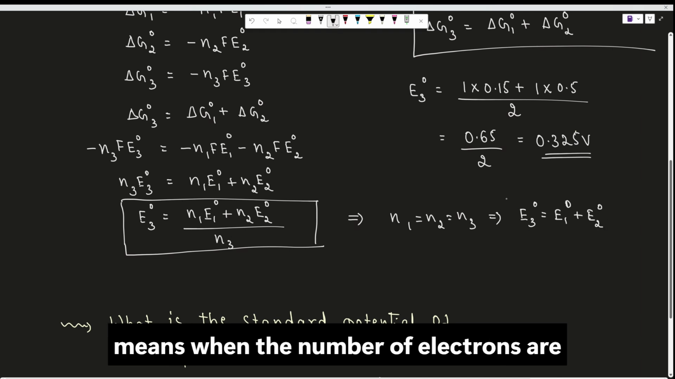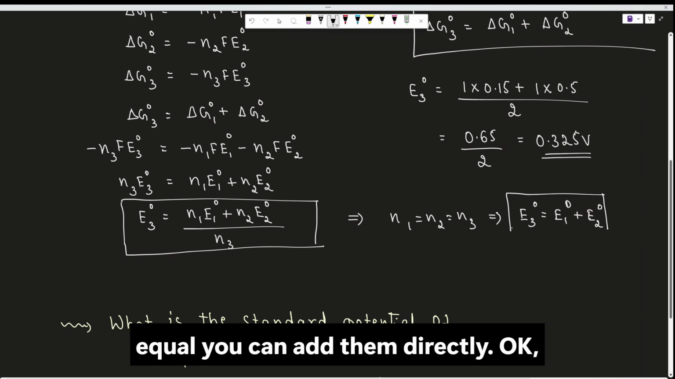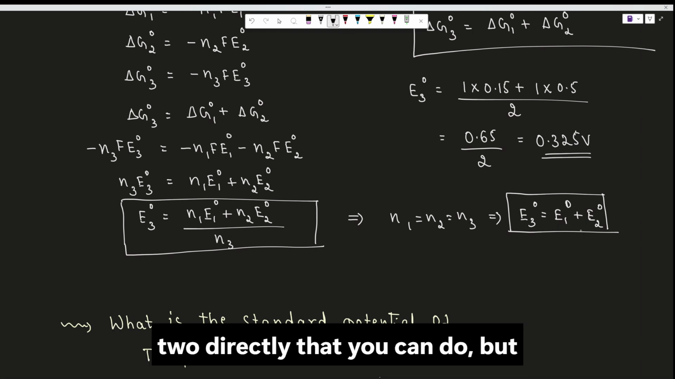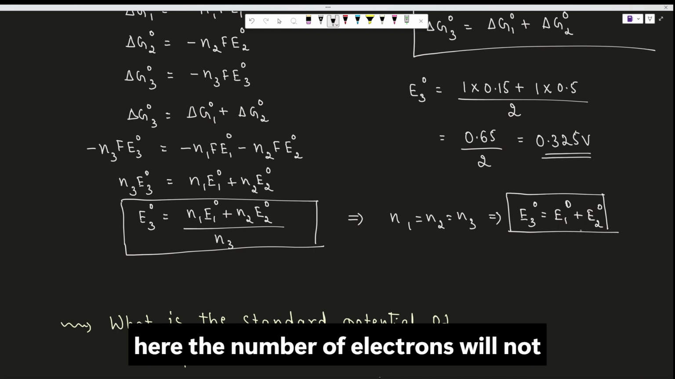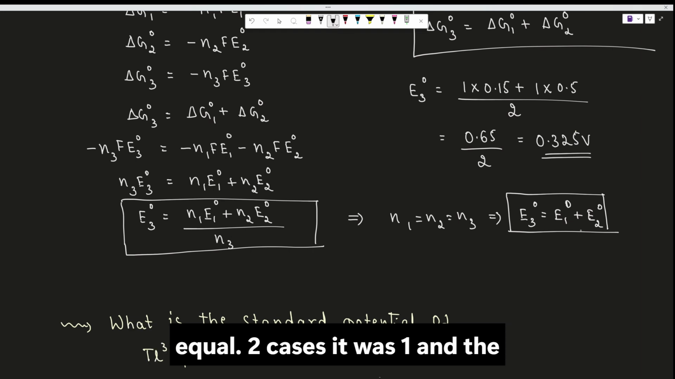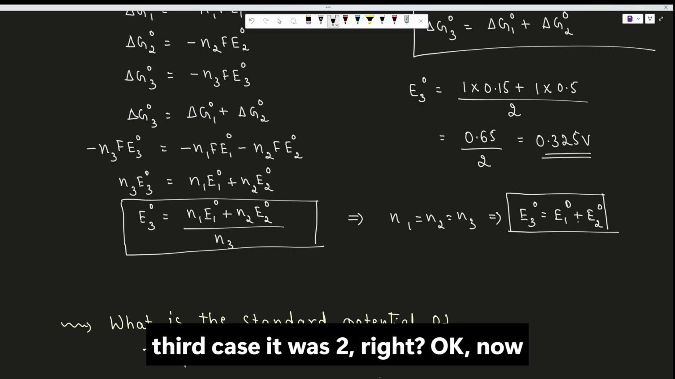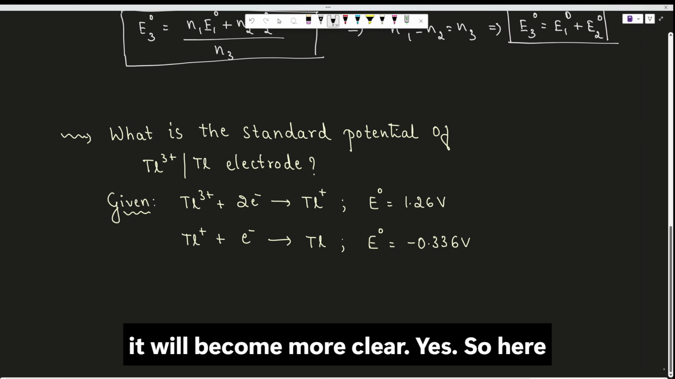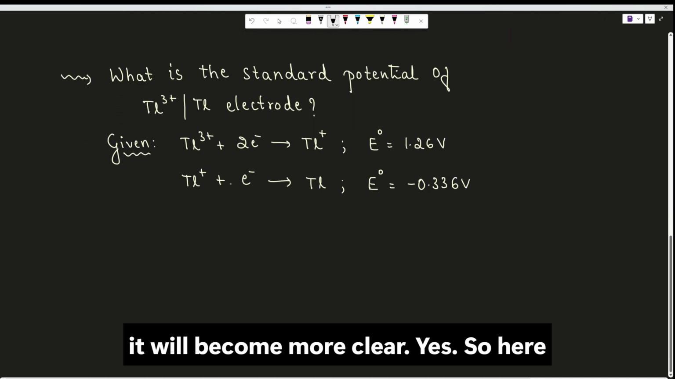That means when the numbers of electrons are equal, you can add the potentials directly. For the overall reaction, I'm adding these two directly. You can do that. But here the numbers of electrons were not equal. In two cases it was 1 and in the third case it was 2. Right? Now let us take one more example so that it will become more clear.